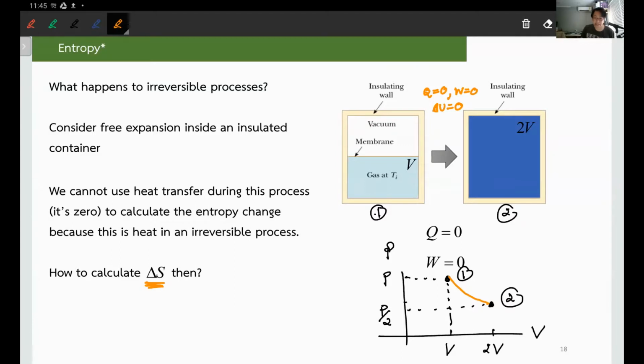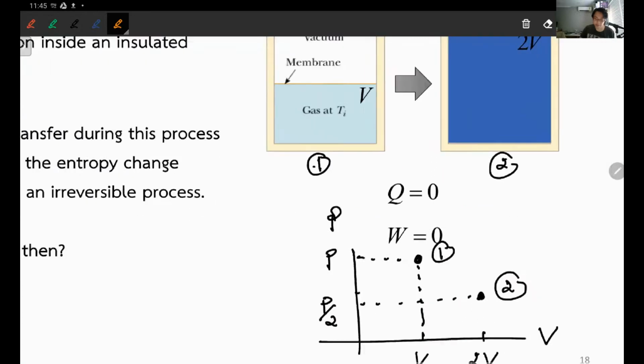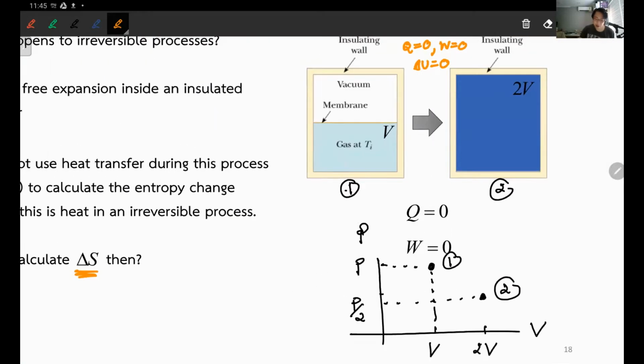The answer is I have no clue. When I say I have no clue, what does it mean? Think seriously. At the moment the membrane is broken, the gas starts to fill out the whole volume. The pressure right here at the black dot is kind of small, because all of the gas molecules haven't reached that point yet. So the pressure at that point is kind of low.